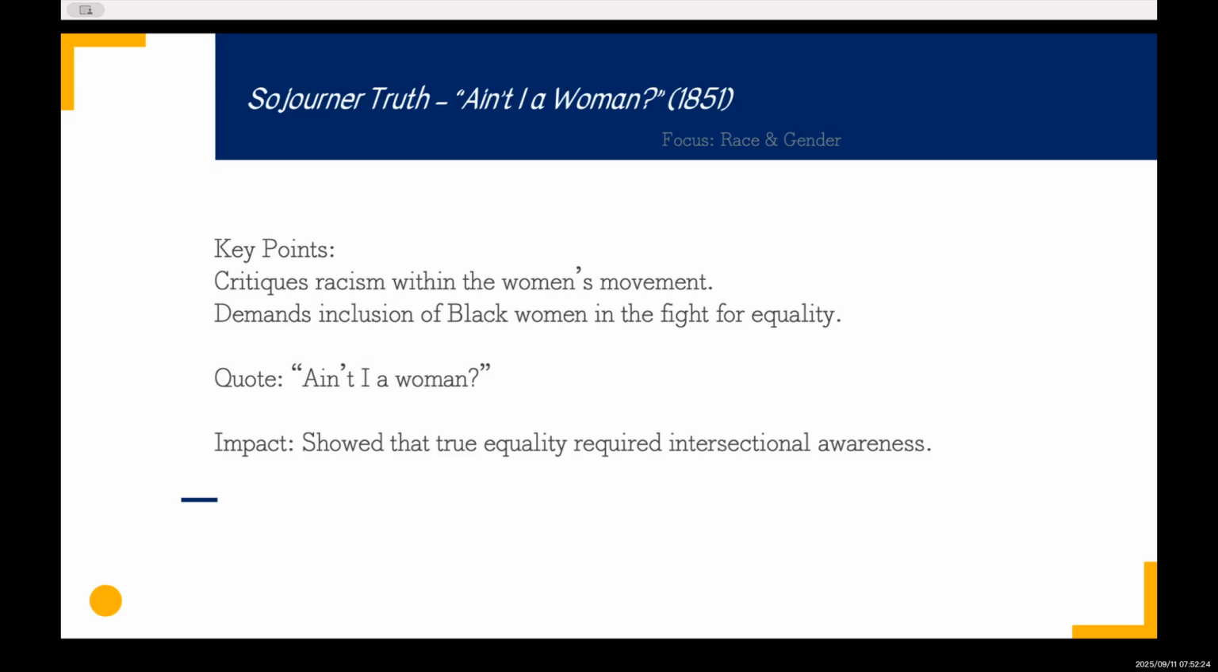She asked, "Ain't I a woman?" This line exposed the racism within the mainstream women's rights movement, which often excluded women of color. Her speech demands that we think intersectionally about how race and gender operate together to shape inequality. It's one of the earliest and clearest calls for what we now call intersectional feminism.